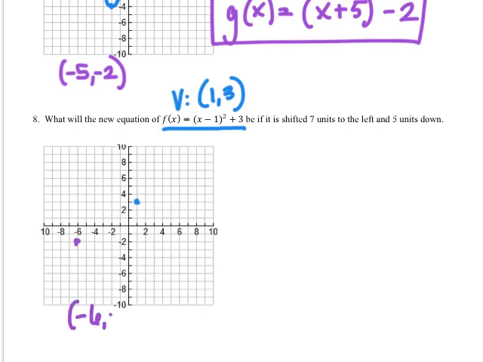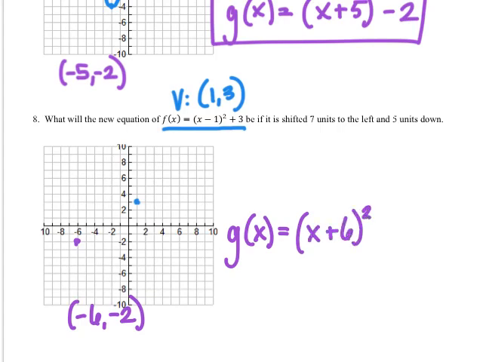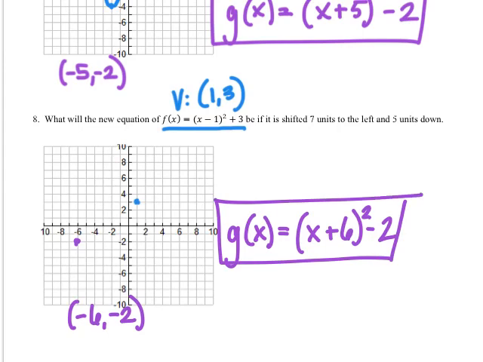at -6, -2. And then we'll just input that. The a did not change because we didn't reflect it, we didn't stretch it, we didn't shrink it. So (x plus 6) squared minus 2. As you practice more of these, you may be able to do it without graphing.